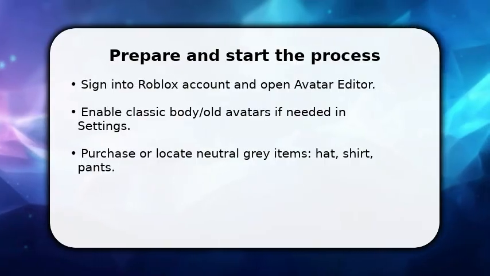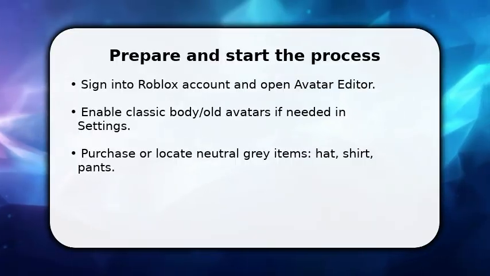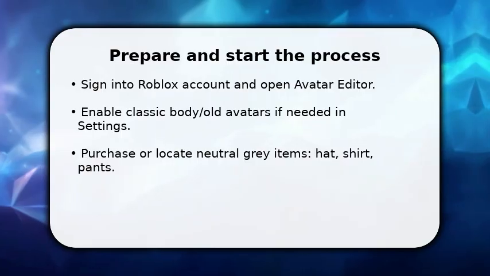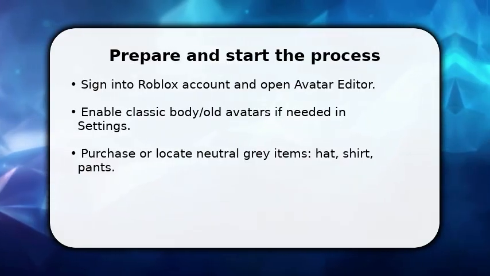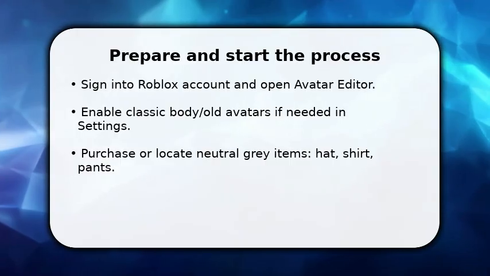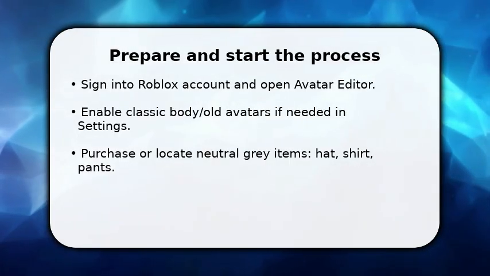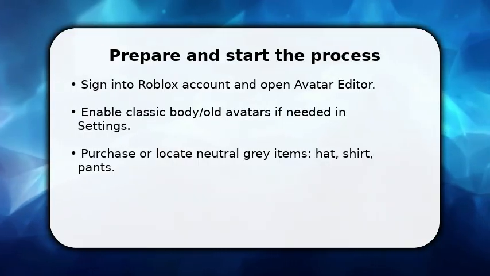You begin by signing into Roblox and opening the avatar editor. This gets you directly into customization. Next, make sure you enable classic body options if you want the original gray look, because modern rigs change shading and proportions. Then search Marketplace for neutral gray clothing and accessories.